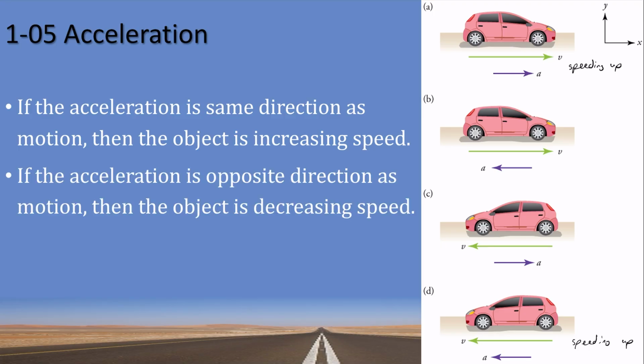If the acceleration is in the opposite direction as the motion, then the object is decreasing speed. So in picture B, the car is going forward but accelerating backwards, so that means it is slowing down. In picture C, the car is traveling backwards but accelerating forwards. Since those are opposite directions, it is also slowing down.